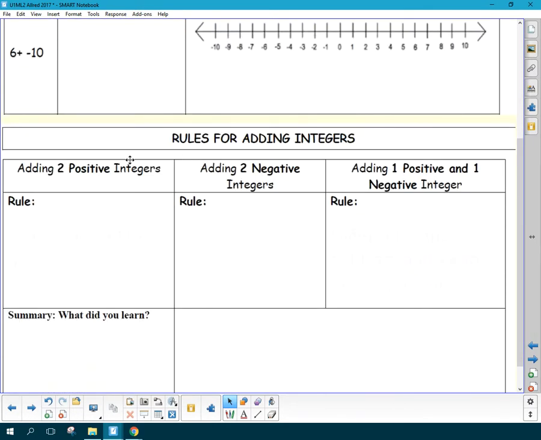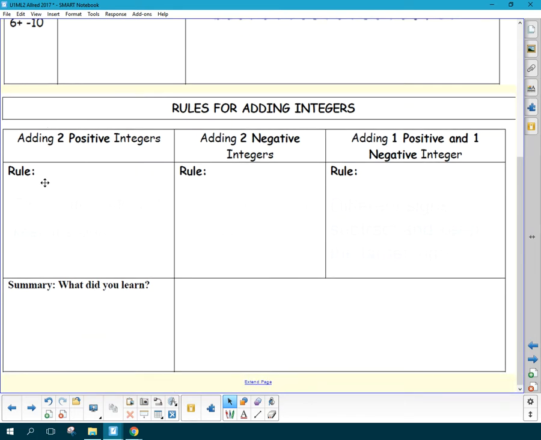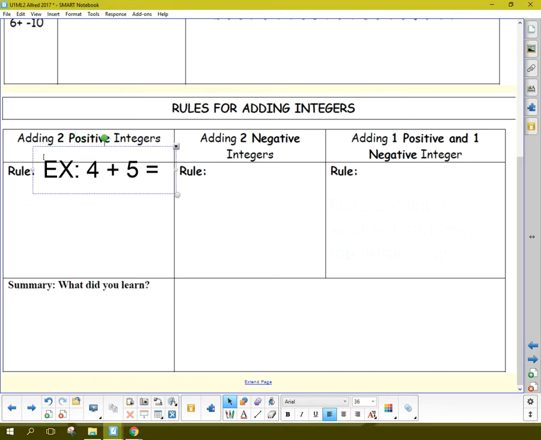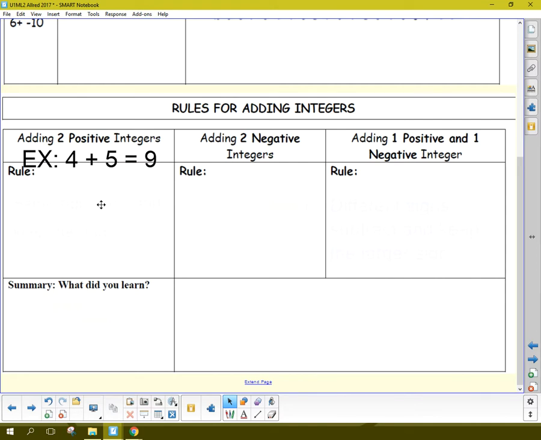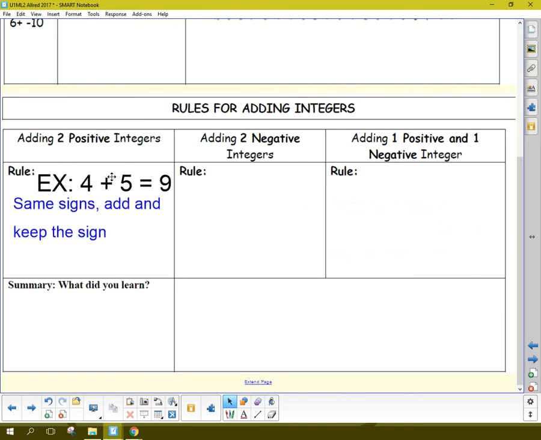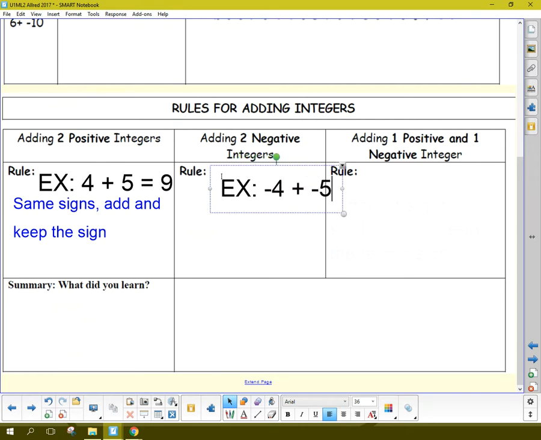All right. Good job there on that one. Even if you didn't quite get it right, pay attention to these rules. Maybe it'll help. If you add 2 positive integers, for example, 4 plus 5, that's the same thing it's always been. That's always been 9. Math has not changed. The rules are the same. Same signs, add and keep the signs. If you have 2 positive numbers like 4 plus 5, just add them up, keep the positive sign. The same thing is going to happen if you're trying to add 2 negative numbers like -4 plus -5.